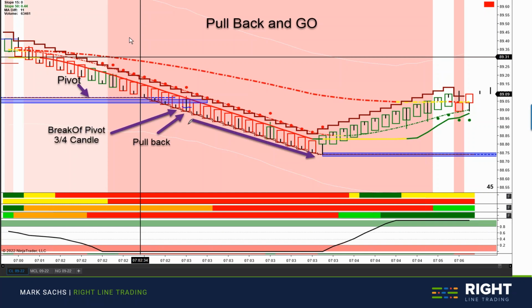And why do we do that? Because we're getting a pullback here, right? What happens if this pulls back and goes straight up like that? We have our order right here. This was a head fake, a false breakout of this pivot. So that's what I call sidestepping a losing trade.